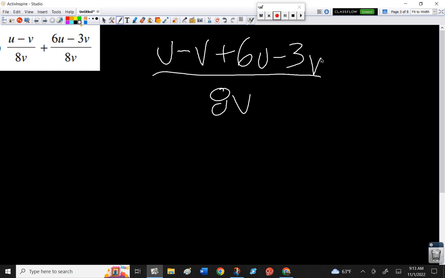Because there's a common denominator, we could just add these together, and some of your problems will be just like that. Okay? Now we just have to get like terms together. Remember, there's a 1 in front of this u and a negative 1 in front of this v. So when we get the like terms together, ladies and gentlemen, 1u plus 6u is 7u, and negative 1v minus 3v is negative 4v.